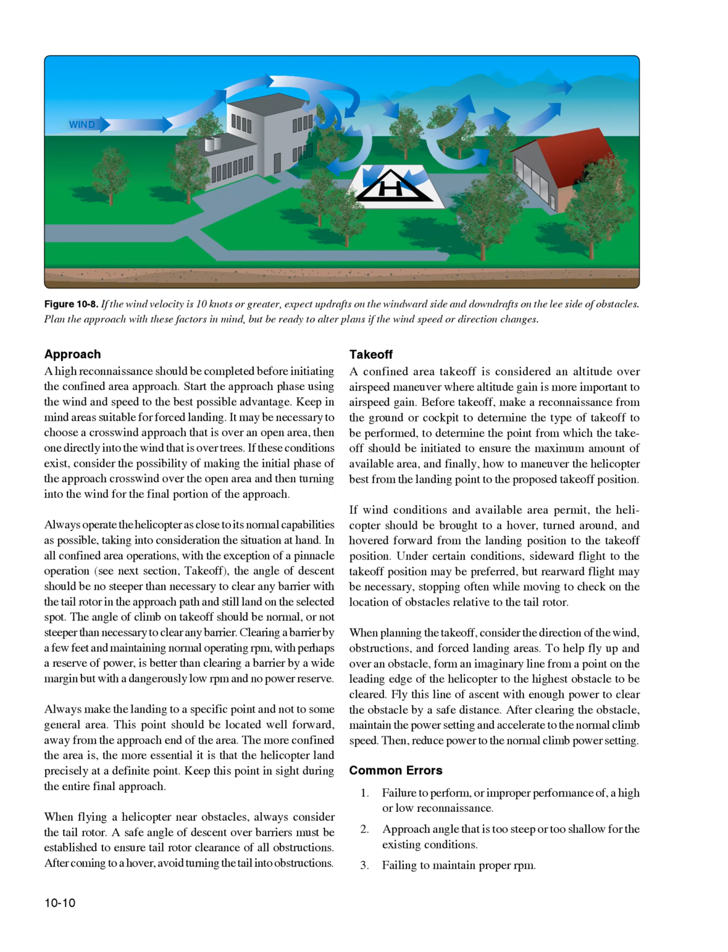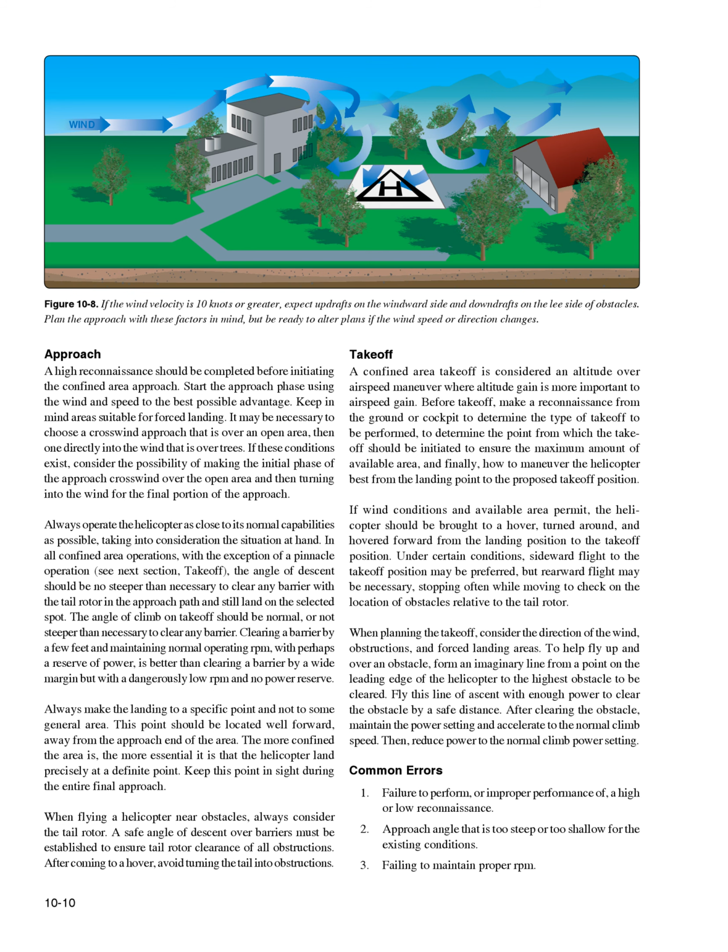If wind conditions and available area permit, the helicopter should be brought to a hover, turned around, and hovered forward from the landing position to the takeoff position. Under certain conditions, sideward flight to the takeoff position may be preferred, but rearward flight may be necessary, stopping often while moving to check on the location of obstacles relative to the tail rotor. When planning the takeoff, consider the direction of the wind, obstructions, and forced landing areas.